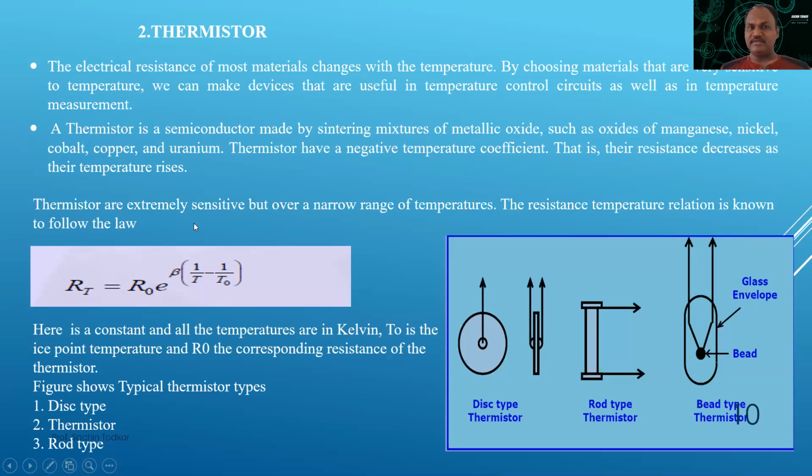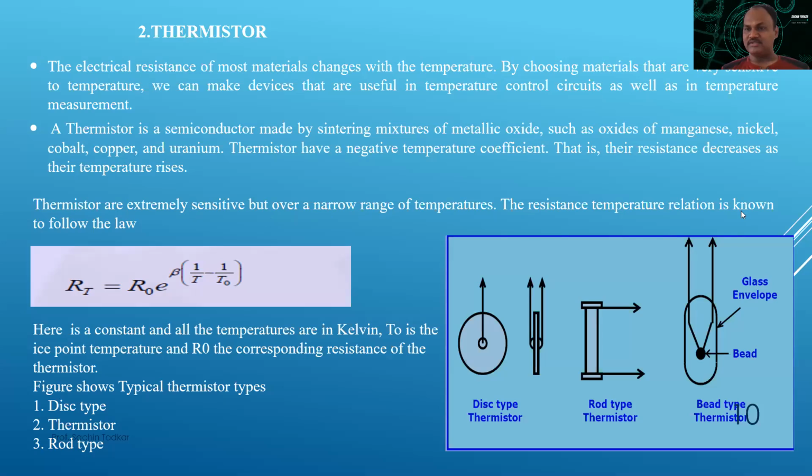This is somewhat different from your first one, the RTD, because in the RTD, the resistance temperature detector, we have seen that there is a linear relation between temperature and resistance. In this case, thermistors, we have a negative temperature coefficient due to their configuration, and thermistors are extremely sensitive but over a narrow range of temperature. The temperature range is very low.